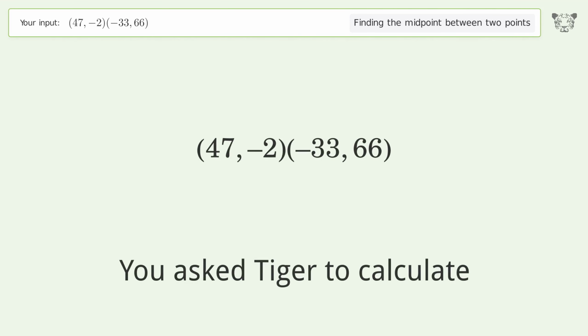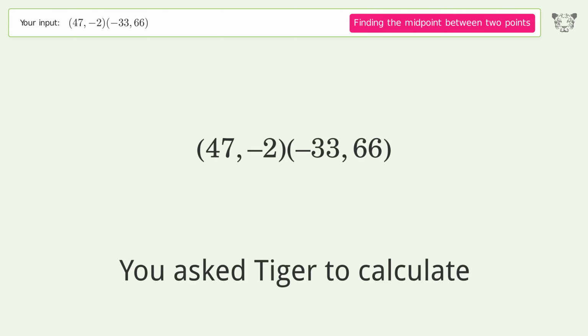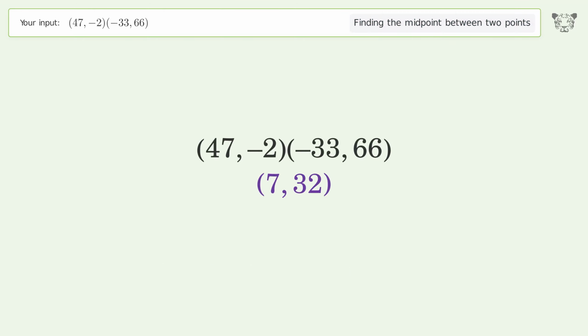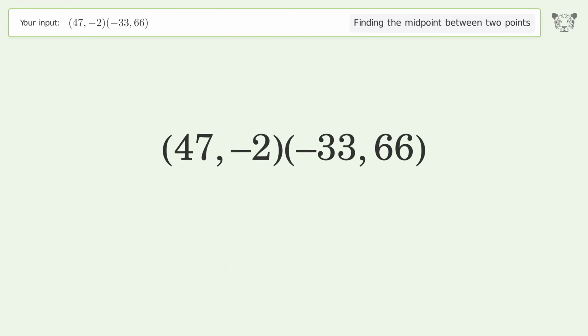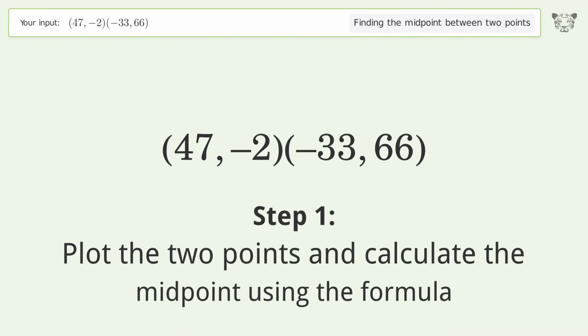You ask Tiger to calculate. This deals with finding the midpoint between 2 points. The midpoint between the 2 points is 7,32. Let's solve it step by step. Plot the 2 points and calculate the midpoint using the formula.